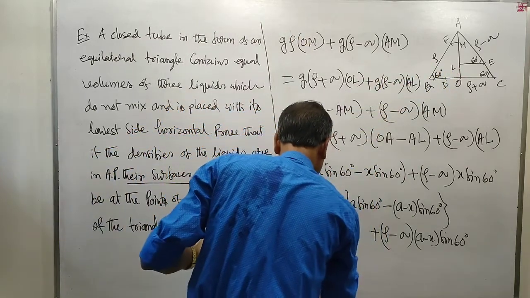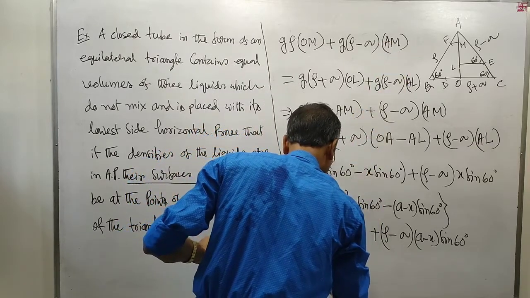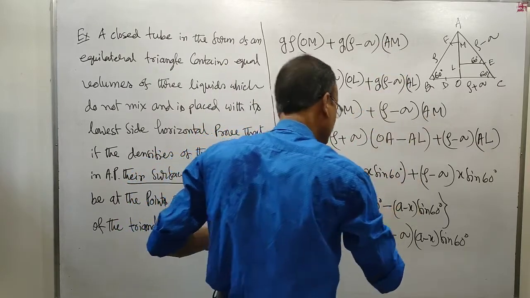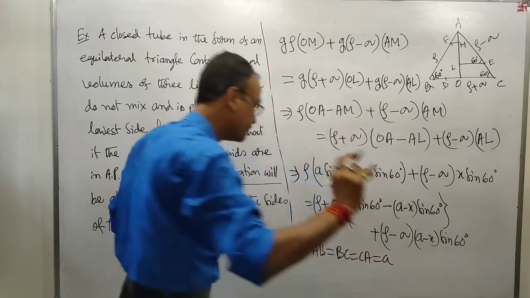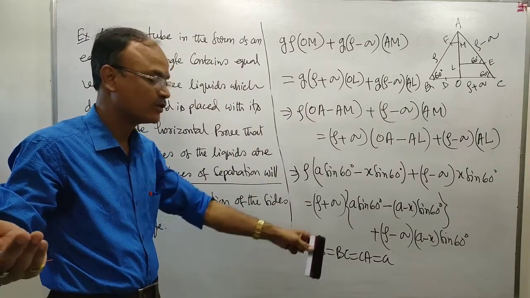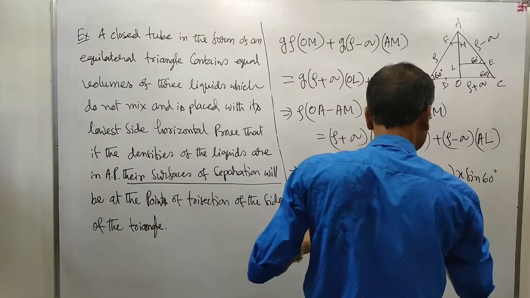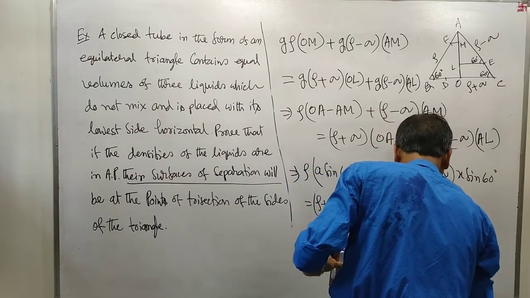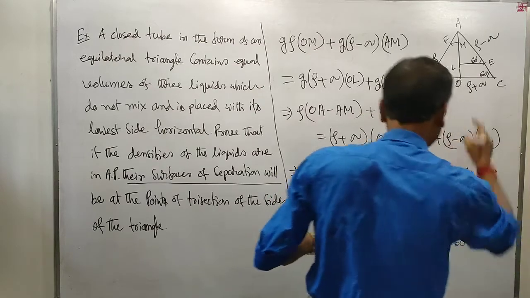You may write here, since AB equals BC equals CA, the length of each side of the equilateral triangle is a. AF and BD equal CE equal AF.